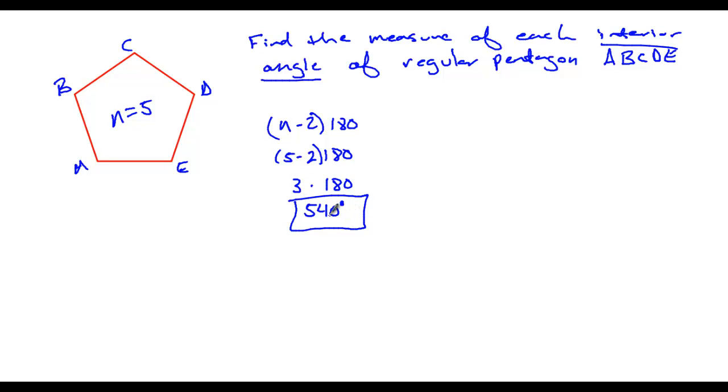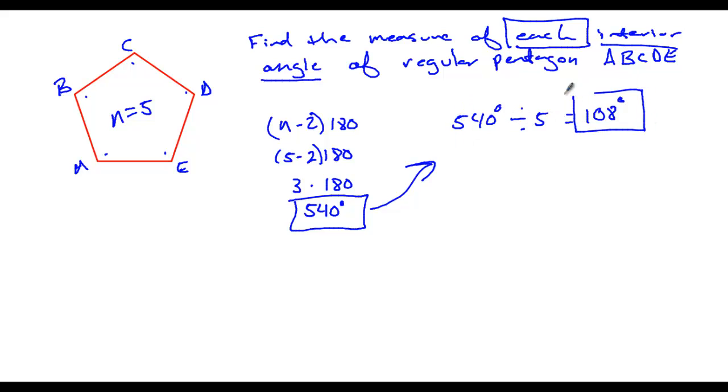And this is a common answer for this question. But you see it said find the measure of each interior angle. Well, that's easy enough. We take that, 540 degrees total, divided by 1, 2, 3, 4, 5 angles. And what do we get? 108 degrees. Pretty simple, right?